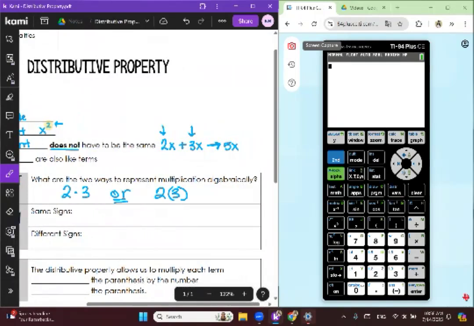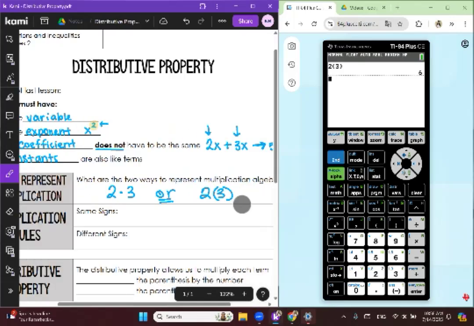It just looks different. The parentheses on the calculator are right above the 8 and 9. If you just type in 2 parentheses 3, it'll automatically multiply. Parentheses are multiplication, so you don't have to hit the times button on the side. Now, why do we not use an x to represent multiplication? Because it can be confused for a variable.